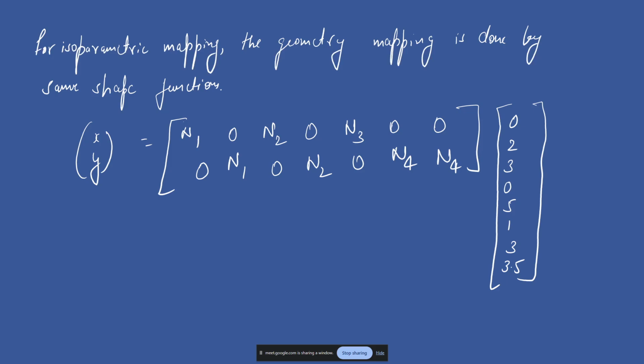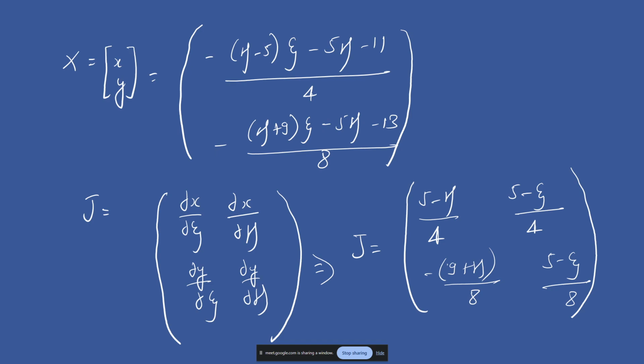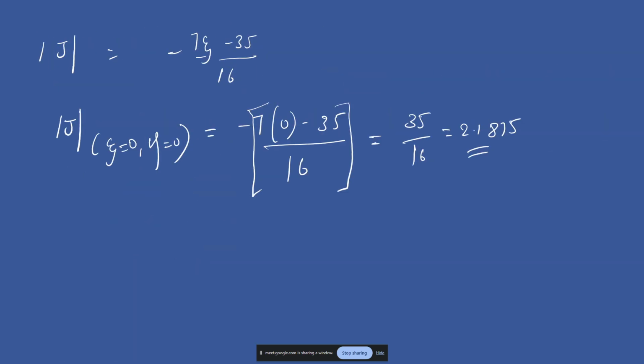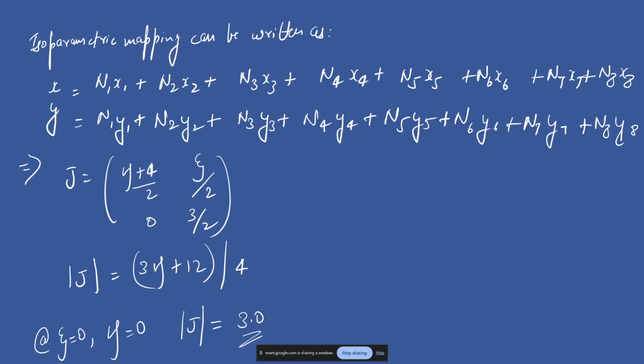Then you are going to find your xy system with the help of the shape functions available with you. And once you have that, you are going to write the Jacobian in the form of dx by d xi, dx by d eta, so partial derivatives of xy with respect to xi and eta. And once you have that, you can find the determinant of that Jacobian, and you can finally find the Jacobian at a particular value of the coordinate. So for serendipity elements, this is your answer. Jacobian is equal to 3.0.